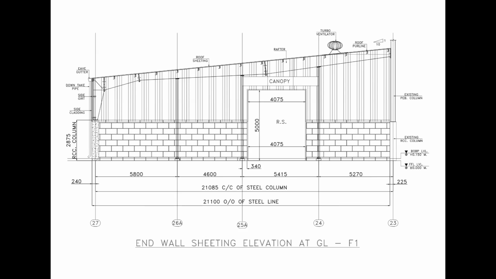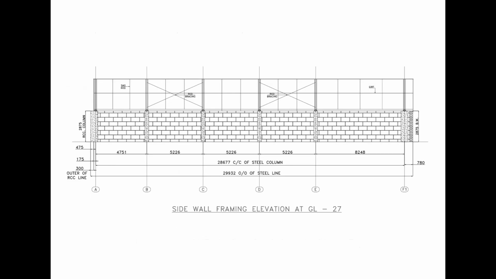The lower portion consists of masonry construction, and the steel wall sheeting continues above it. Comparing framing and sheeting elevations together is one of the best ways to understand how secondary members support the final cladding system. This drawing shows the sidewall framing elevation at grid line 27.